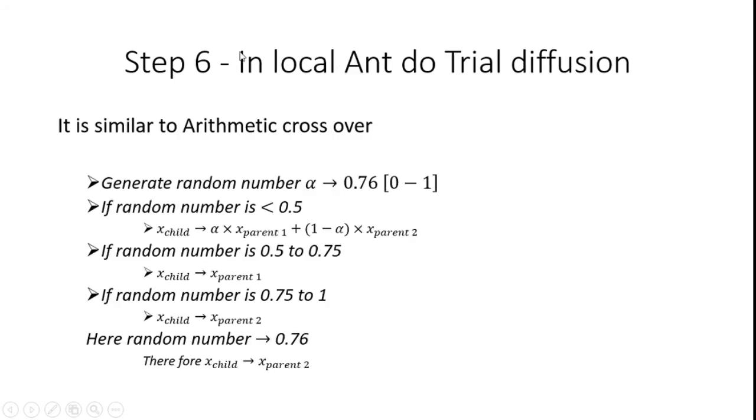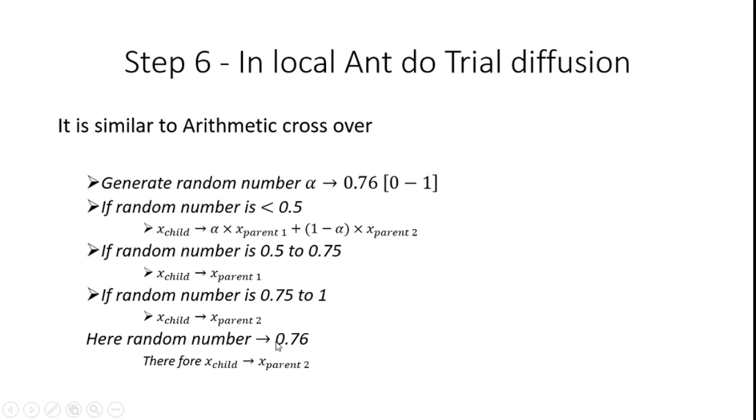Now, step 6. We move to step 6 in local and do trial diffusion. It is similar to arithmetic crossover. Initially, for this step, I generate a random number, which is alpha, 0.76. If the random number is less than 0.5, x child, that is the next point, is equal to alpha into x parent 1 plus 1 minus alpha into x parent 2. If the random number is 0.5 to 0.75, x child is equal to x parent 1. If the random number is 0.75 to 1, I consider x child as x parent 2.